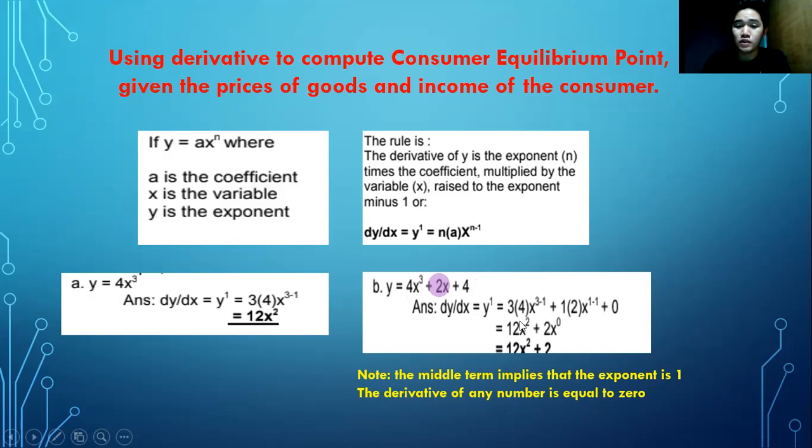So 3 times 4 is equal to 12, tapos x, so 3 minus 1, so 2. Kaya nakuha natin is 12x squared. Okay? Plus 2x to the 0. Kasi 1 times 2 is equal to 2. Then x, 1 minus 1 is simply 0. And again, ayan. So any number raised to 0 is equal to 1. So any number raised to 0 is equal to 1. So ibig sabihin 2 times 1, that is 2. Okay? So ibig sabihin, eto na, kaya ito yung naging sagot.